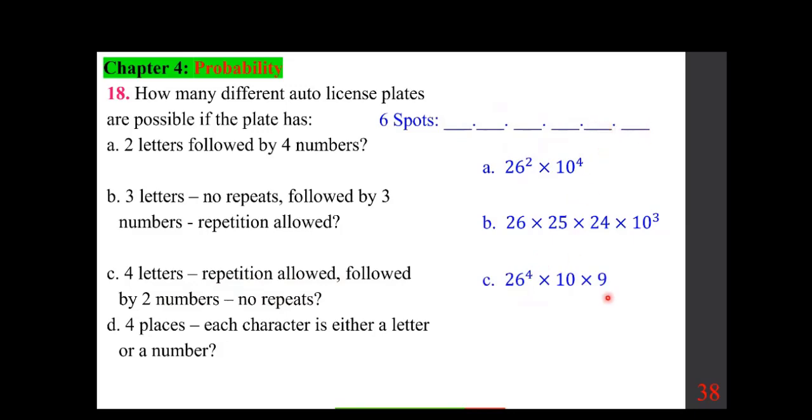Now we want 4 places. So the 6 spots is gone. We want 4 spots. So the very first thing, maybe you want to write 1, 2, 3, 4 spots. Each character is either a letter or a number. Well, we have 26 plus 10, 36 characters, and each one can go here. There are no restrictions. So there are 36 characters, 36, 36. So it's 36 to the power of 4.